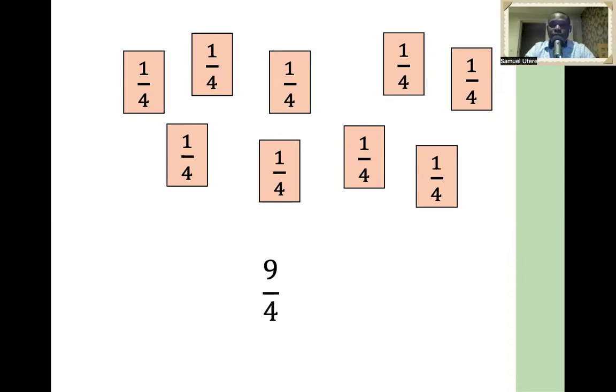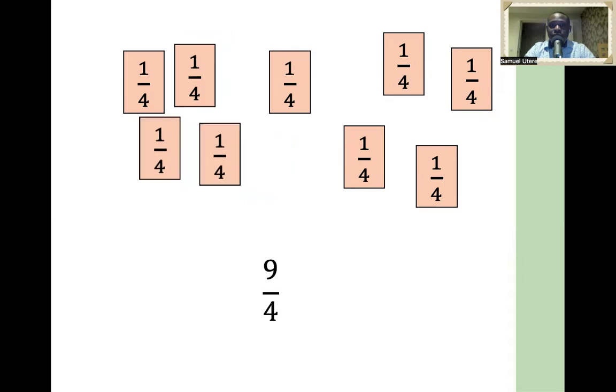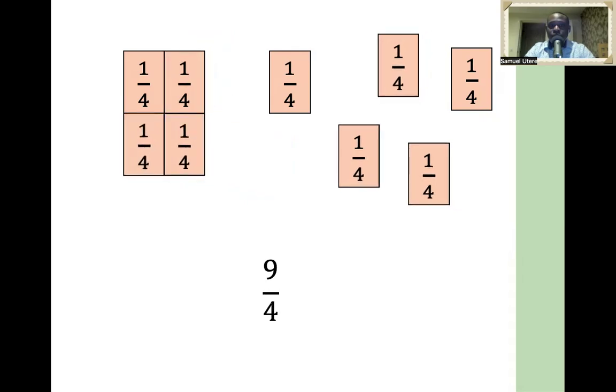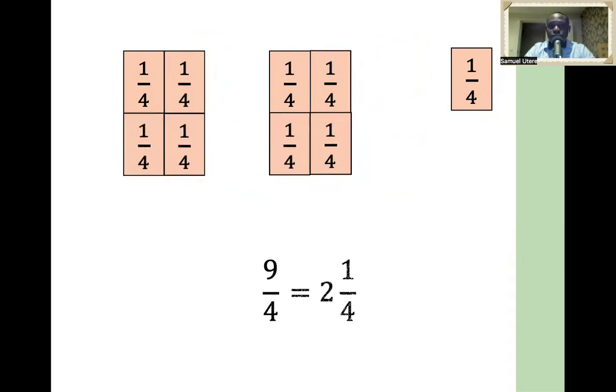So if we group these, we'll have 1, 2, which is 2¼. So this here is 2¼. And we actually have 9 quarters. So we have 9 quarters. So there's something I want to show you. This is really cool stuff, right?